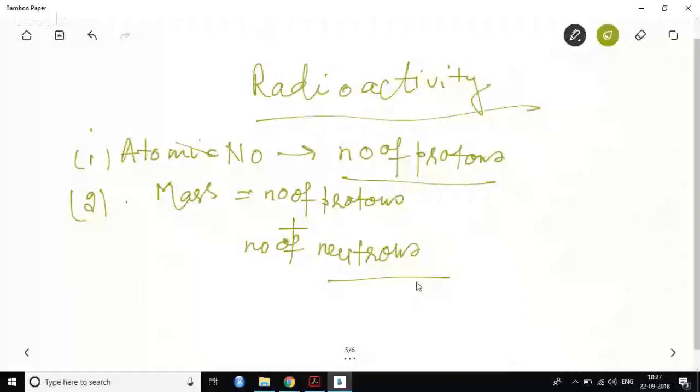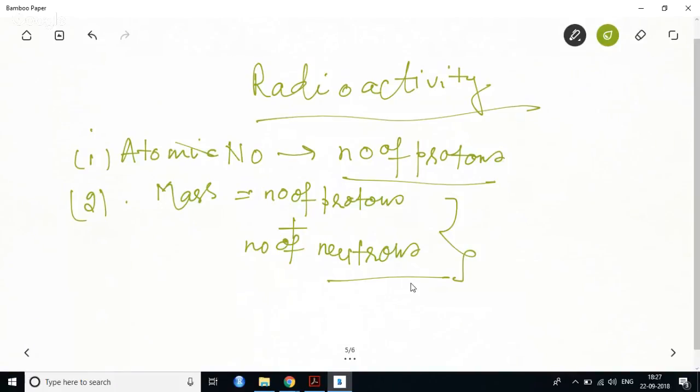So if I know these two things, we can study radioactivity. What do we mean by radioactivity? So guys, try to understand. Radioactivity means self disintegration. What do I mean by self disintegration?